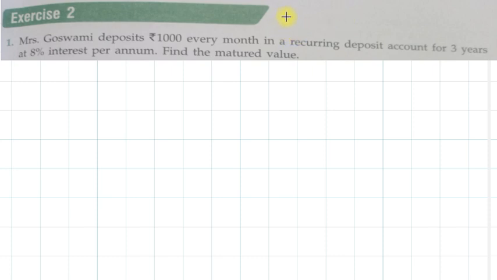Students, here you have to keep in mind that all our calculations are based on simple interest, right? So let us start from here. Mrs. Goswami deposits rupees 1000 every month in a recurring deposit account for 3 years at 8% interest per annum. Find the matured value.